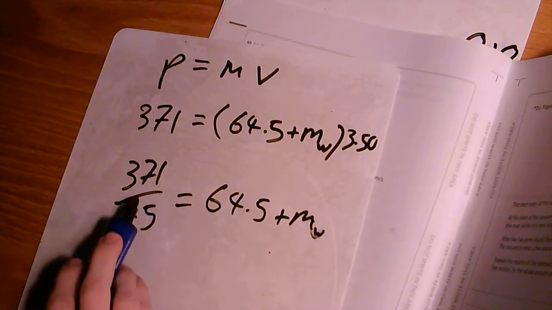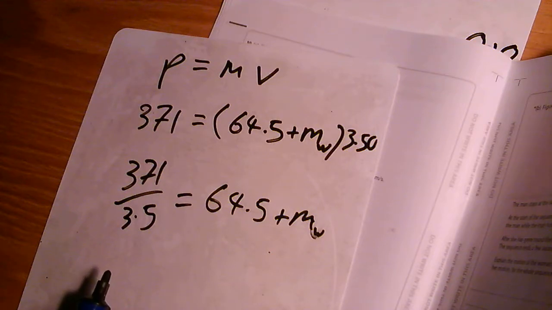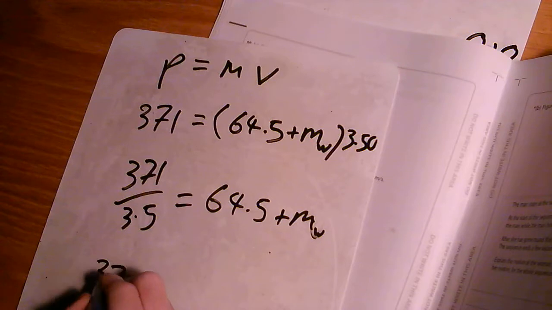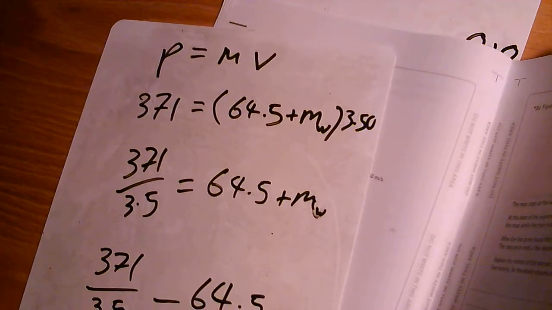So clearly if we do 371 over 3.5 and take away from that 64.5, that will give us our mass. So 371 over 3.5 minus 64.5, because we've just taken 64.5 off both sides, is equal to the mass of the woman. If you run those numbers, you'll find it's 41.5 kilograms. 41.5 kilograms is the mass of the woman. There we go. That's a full marker.